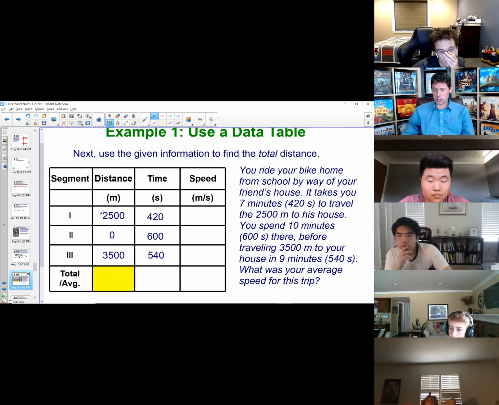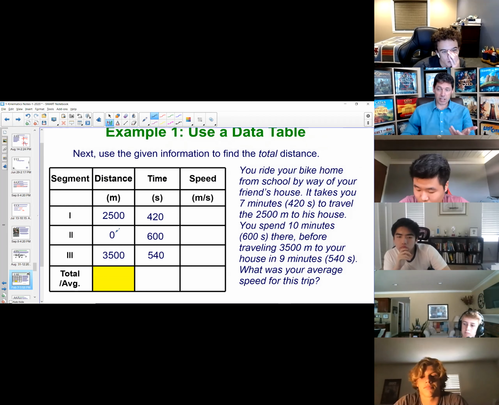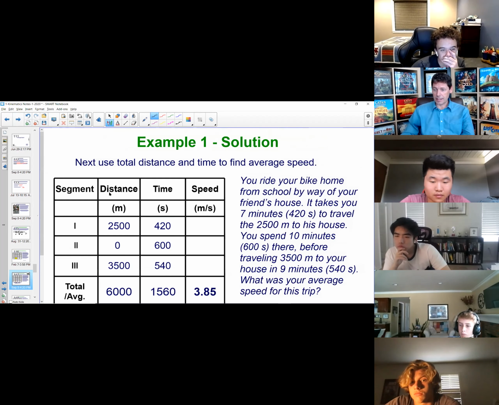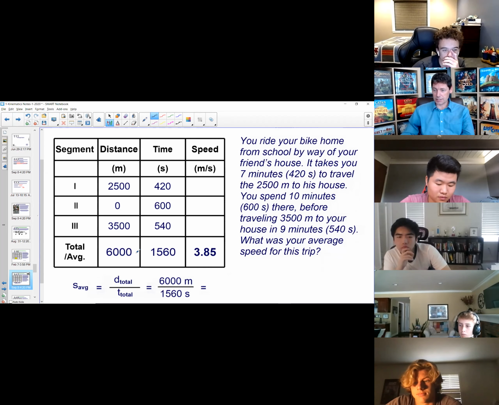Segment 1, we went 2,500 meters. It took 420 seconds. Segment 2, we stayed at our friend's house, so we didn't go anywhere, and that was for 600 seconds. Then we went 3,500 meters to go home. It took 540. So just organizing it into a table and then adding up your total distance and adding up your total time and dividing it and getting the average speed.